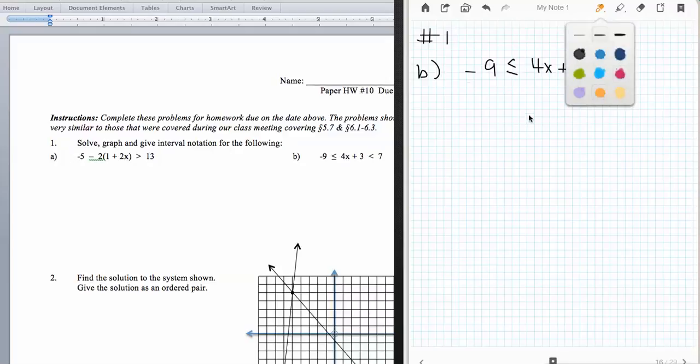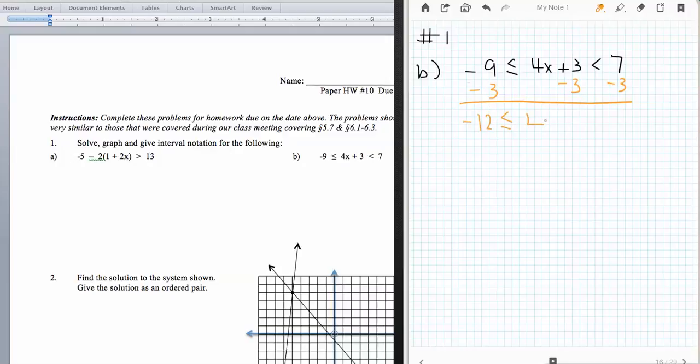And when I'm getting the x alone in the middle, I need to think about how to undo everything that's done to it. So I would have to subtract 3. Well, that means I subtract 3 over here, and I subtract 3 over here, because remember, there are 2 problems here. So -3 and -9 is -12, and that's less than or equal to 4x. And then 7, oops, that needs to be a less than symbol. Less than 7 minus 3, which is 4.